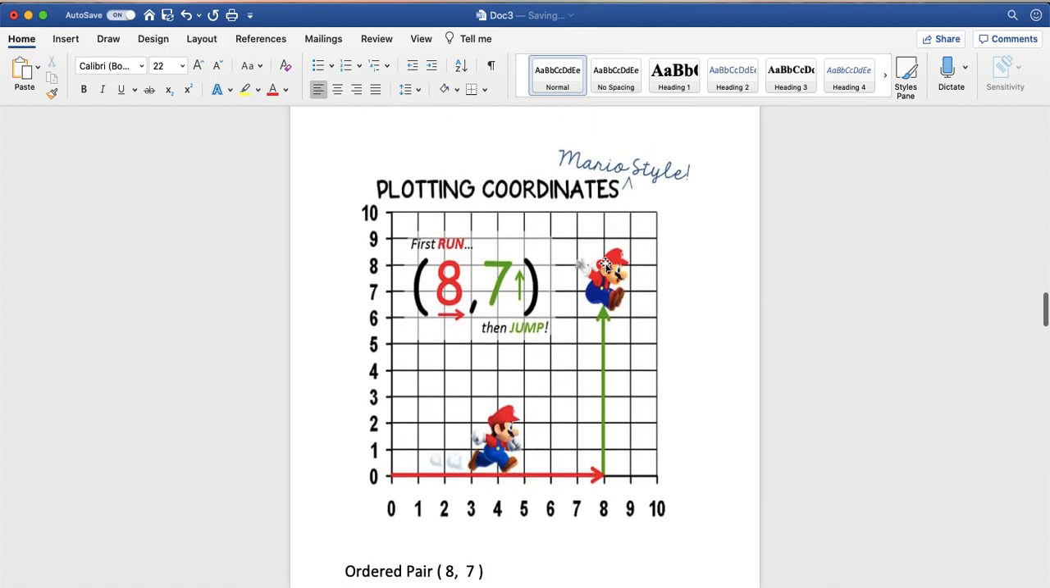So if my point was right over here where Mario's hat is, what I need to do is start off at my home base, which is the origin, and I need to see how far Mario has to run. So 1, 2, 3, 4, 5, 6, 7, 8.